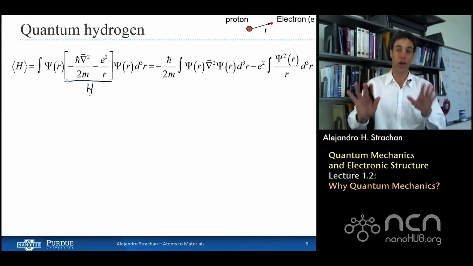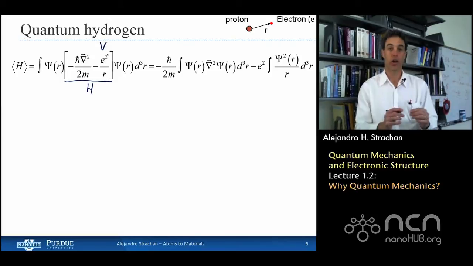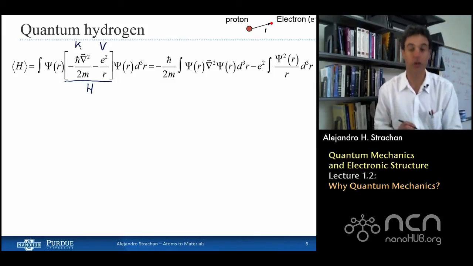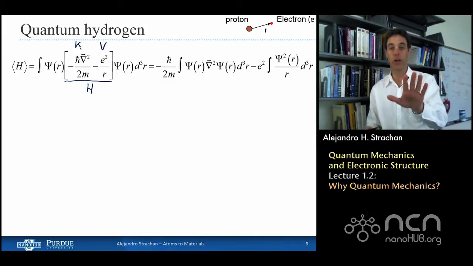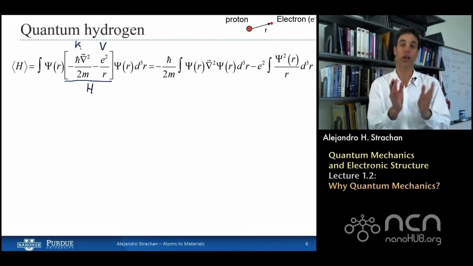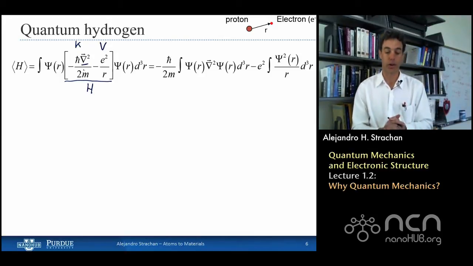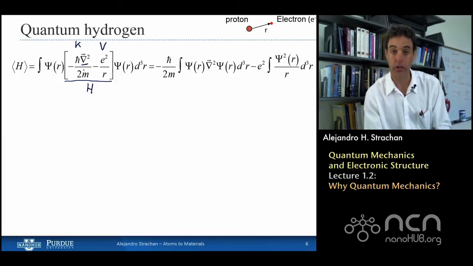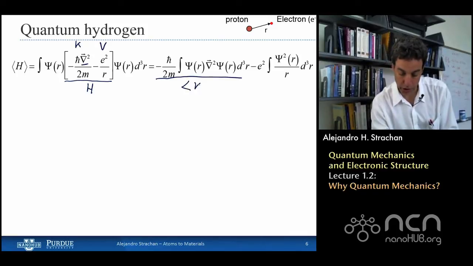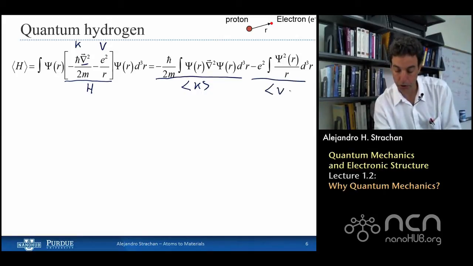But as in classical mechanics, it has two components. It has a potential energy, e squared over r, same as in classical mechanics. And it has a kinetic energy term, okay? That's, as in classical mechanics, p squared over 2m. Remember, the operator p, momentum, had to do with the gradient. So the kinetic energy has to do with the gradient squared, which is this operator here, the nabla squared operator. Okay, so what I'm doing here on the right-hand side of the equation is just writing out the expectation value for the kinetic energy, and the expectation value for the potential energy.